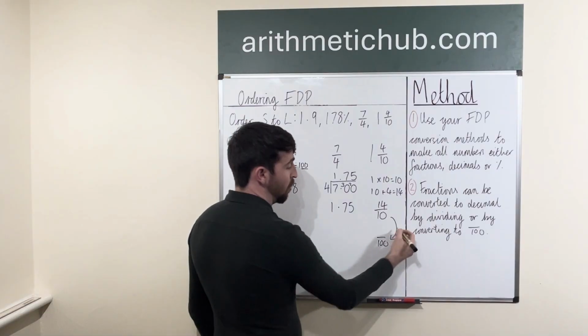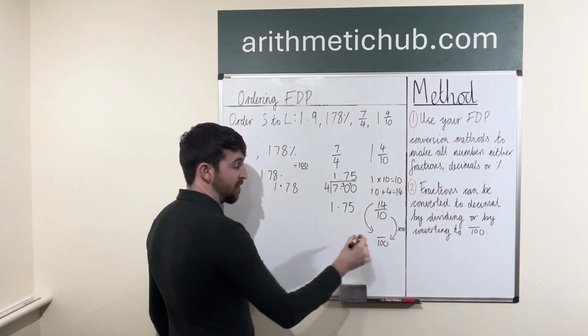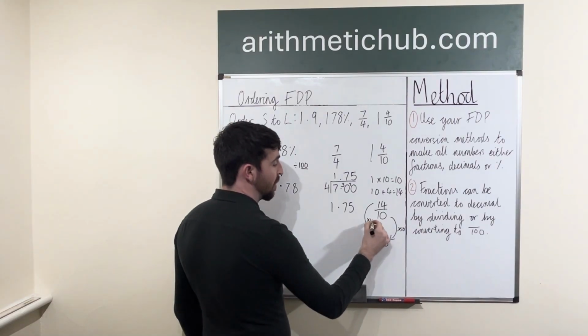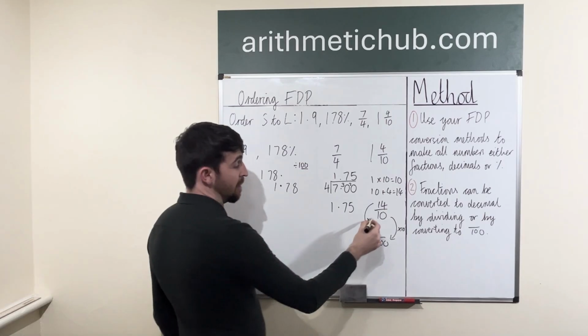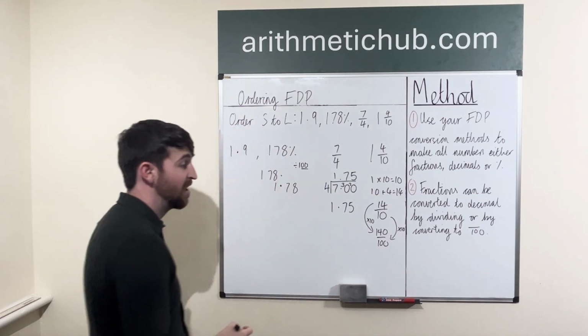To get from 10 to 100, I've multiplied by 10. So if I've done that to the denominator, I need to do that to the numerator. 14 times 10 is going to give me 140 over 100.